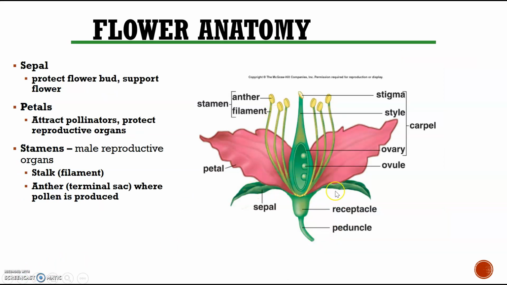Starts with the sepal. These are basically modified leaves that support the rest of the flower. The petals, you can think of these also as modified leaves, but they are colored and shaped in such a way as to attract whatever the pollinators are going to be. The stamens made up of two parts, the anther and the filament. Right? So this is the male part of the plant. The filament holds up the anther, and the anther is where the pollen is going to be produced.